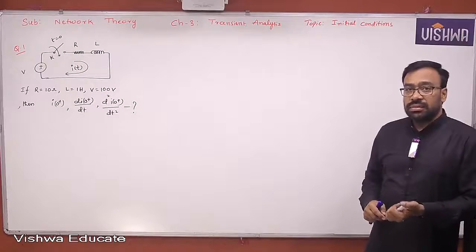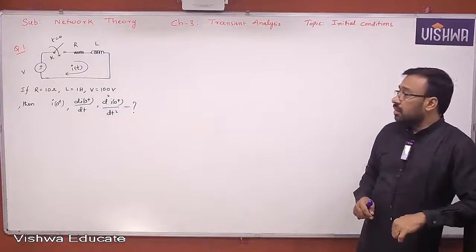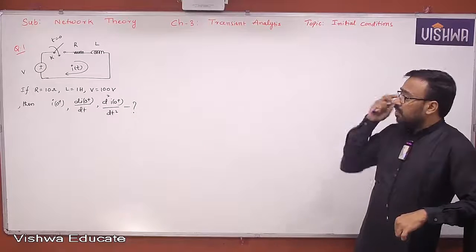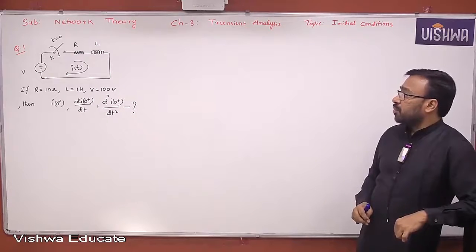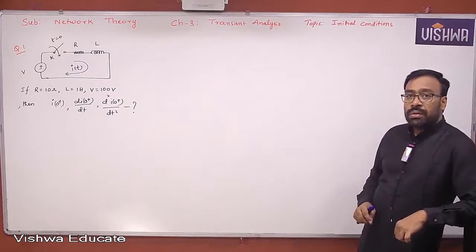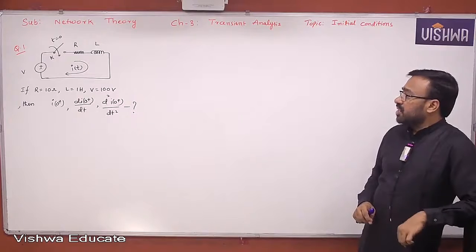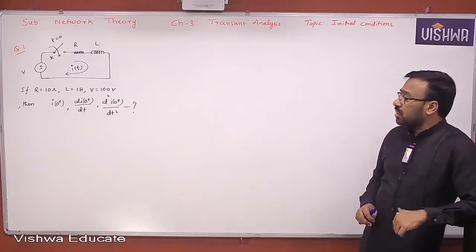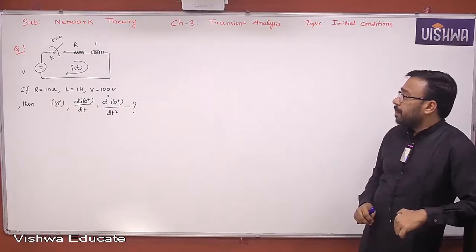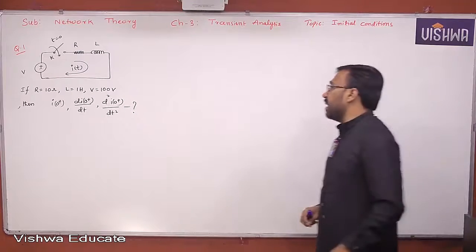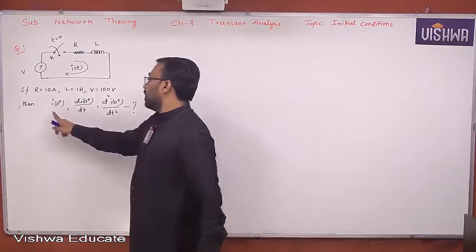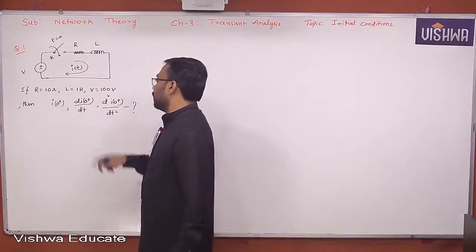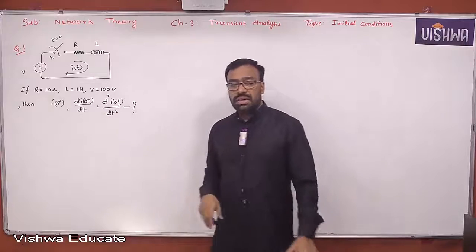Just read that. Let me read it. The given circuit is in steady state for a long time with the switch K kept open. At t equal to 0, the switch is closed. Then determine the values of i(0+), di(0+)/dt, d²i(0+)/dt². Understand all of it?